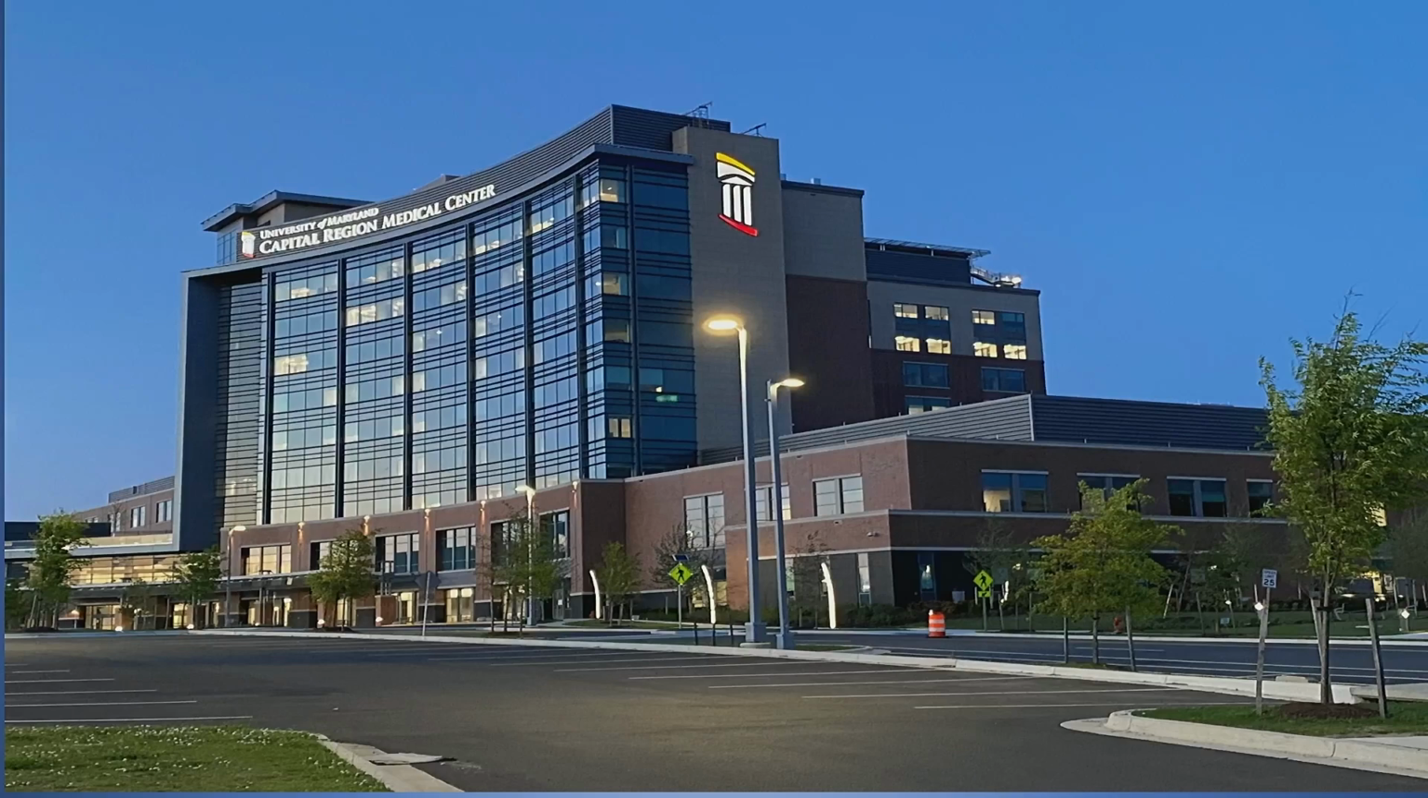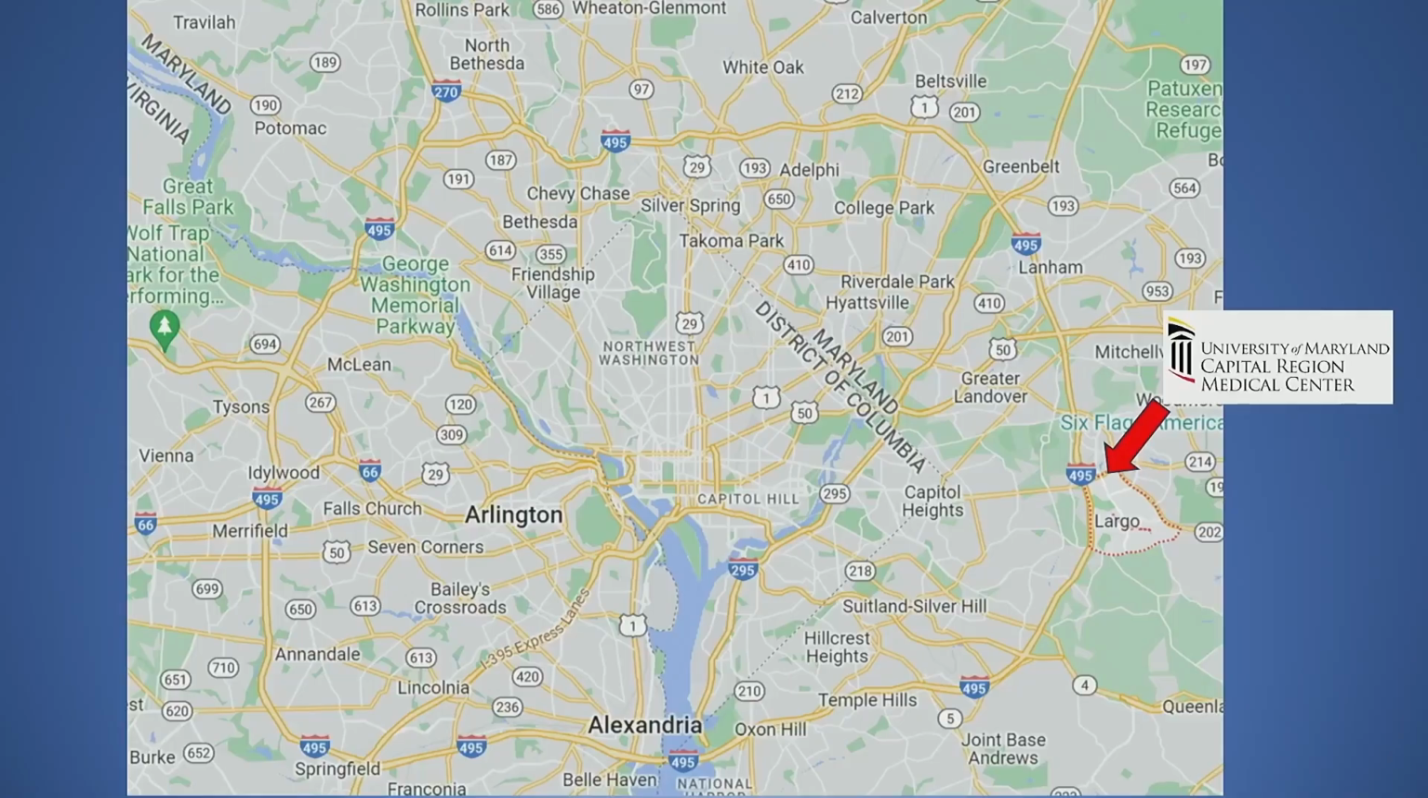This is where I work today, Capital Region Medical Center. If you've never heard of it, it is the former Prince George's County Hospital, rebuilt, rebranded, and it is here, 3 o'clock on the Washington, D.C. Beltway. So I go up to the very top floor of the hospital. I can just about see the top of the Washington Monument from where I am.